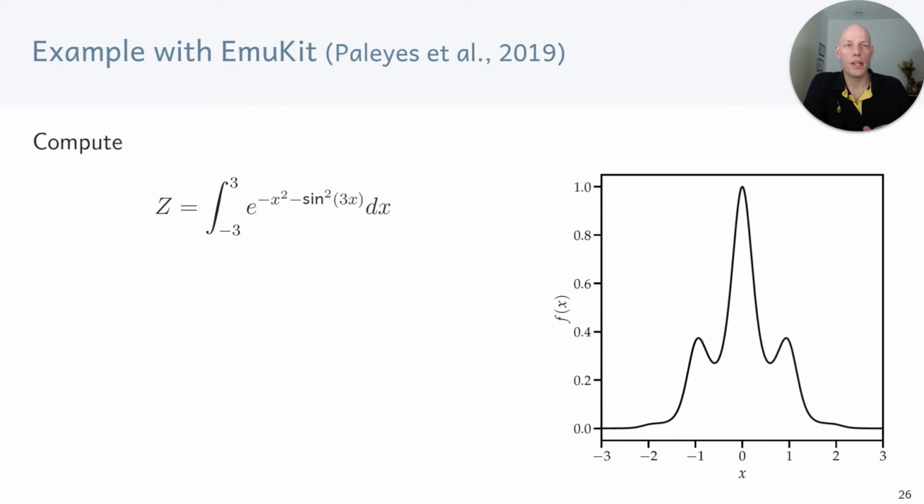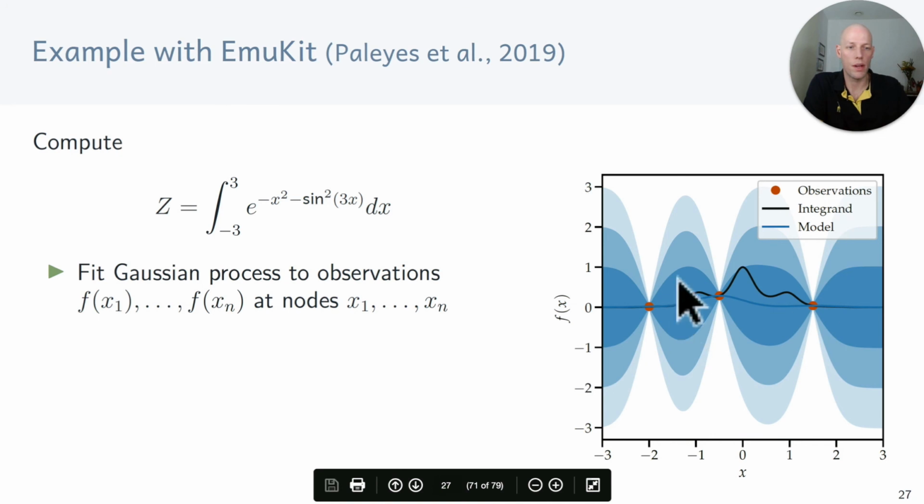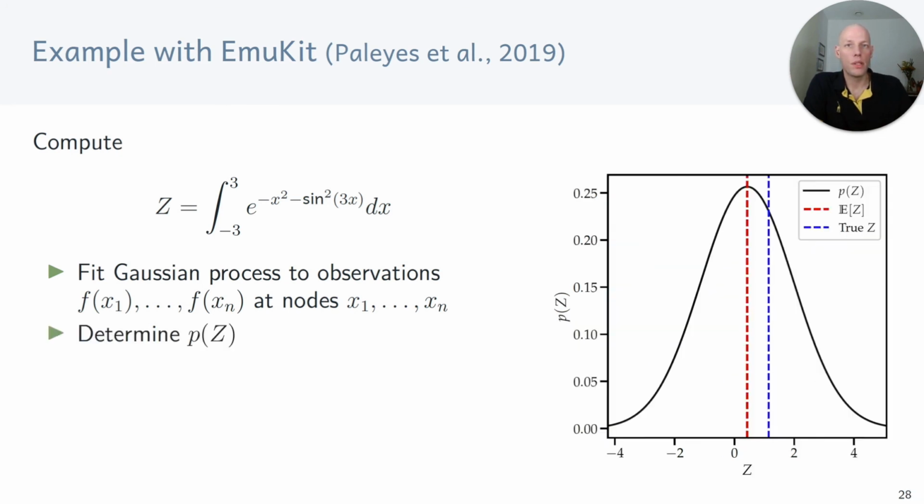Let's have a look at an example. Assume we want to compute the integral of e to the minus x squared minus sine of 3x squared from minus 3 to plus 3. The function is plotted here on the right-hand side. Given a set of initial observations, we fit a Gaussian process, which is also shown here on the right-hand side. The next thing we do is we compute p of z. That means the mean and the variance using the tools we discussed earlier.